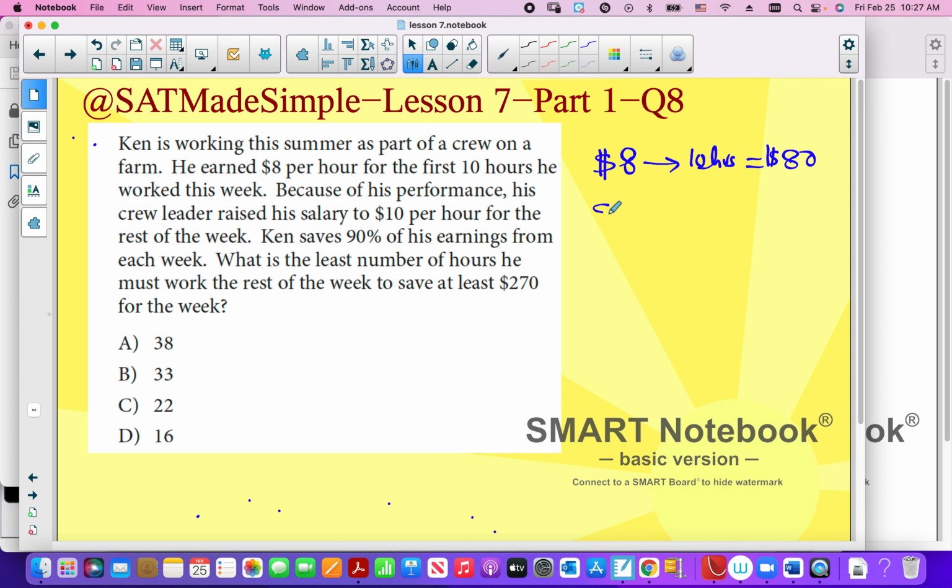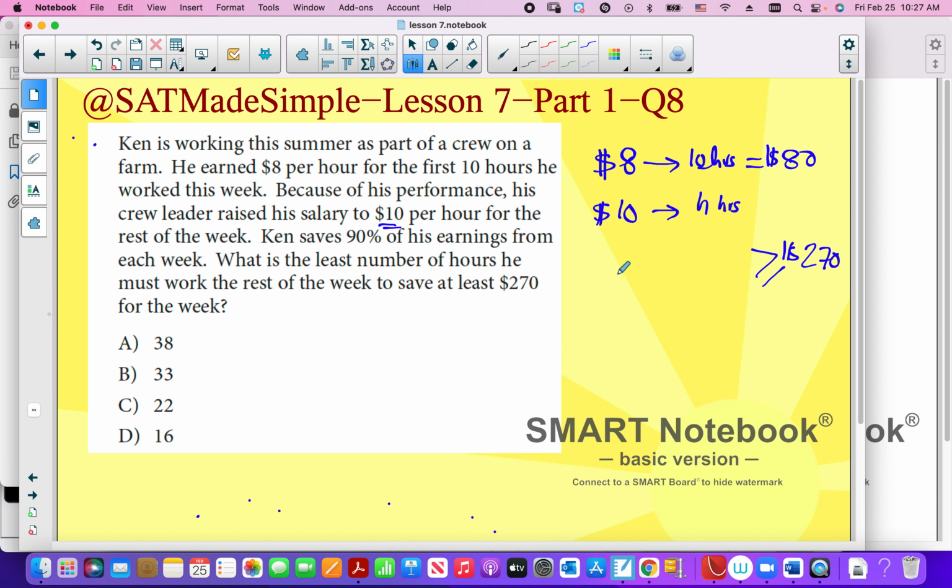Then he is paid, it says, $10 per hour for the rest of the week. How many hours does he work? Let's say 8 hours, we do not know. And it says that he saves 90% of his earnings, and we need to know how many hours he needs in order to save at least $270. At least meaning greater than or equal to $270.